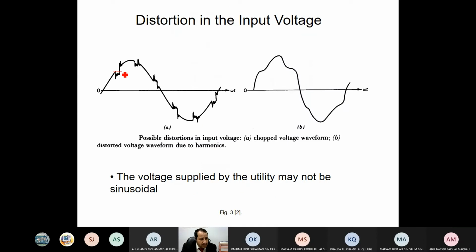You remember this triangle? We lose it because of what? Because of commutation. It could happen because of a capacitor in and out in the circuit. We lose part of the waveform. Harmonics, you see, it's not uniform, not sinusoidal. You see how the waveform looks here and here. This is because of harmonics.